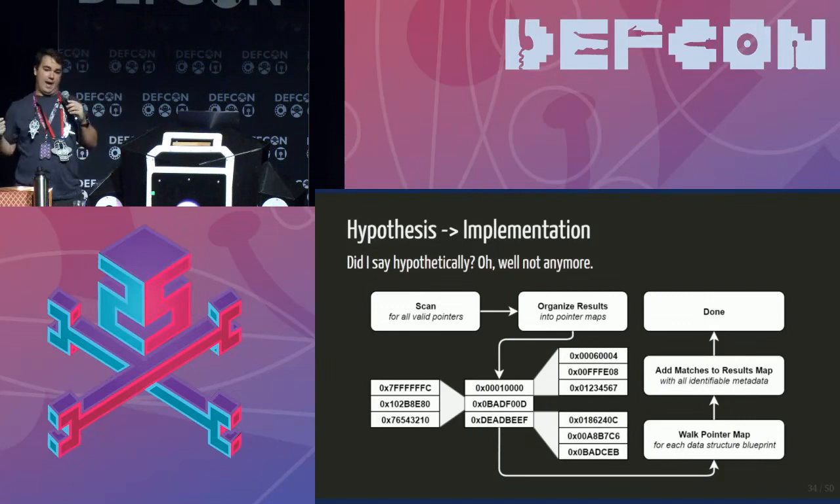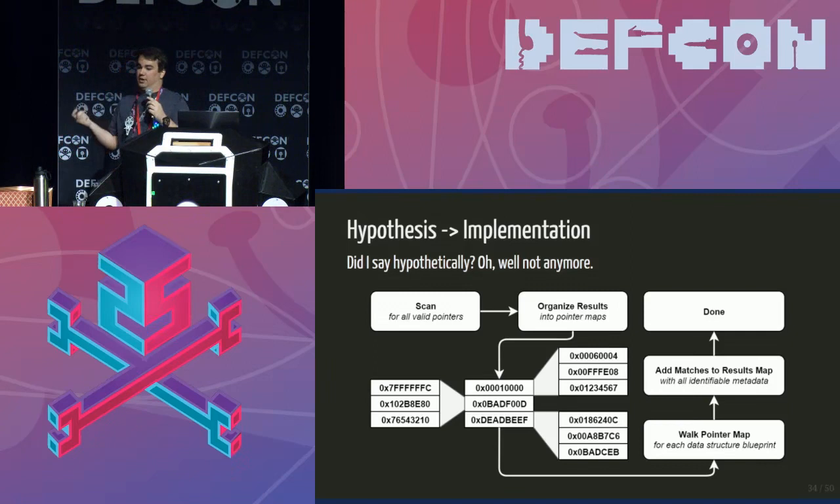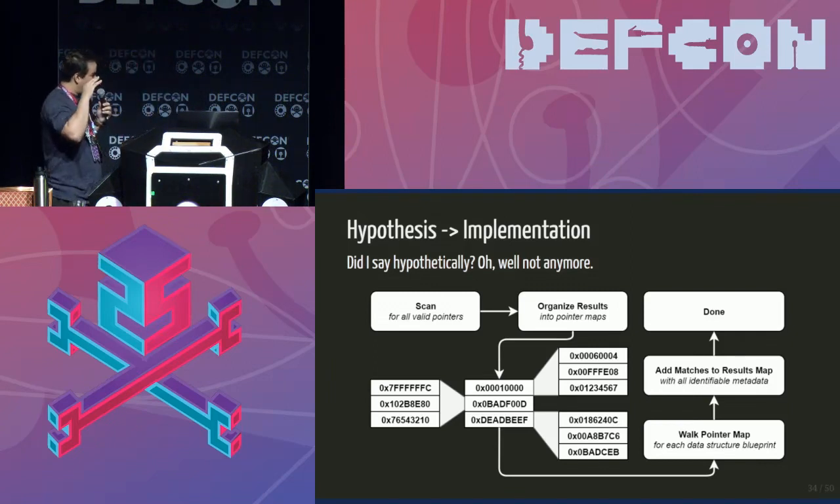So once we have these maps, we can then begin to walk them and look at the characteristics of each pointer in this map and see if it looks like a data structure. And if it does, well, we found our data structures, right? So for each one we find, we add it to a results map, and then we're done, theoretically.